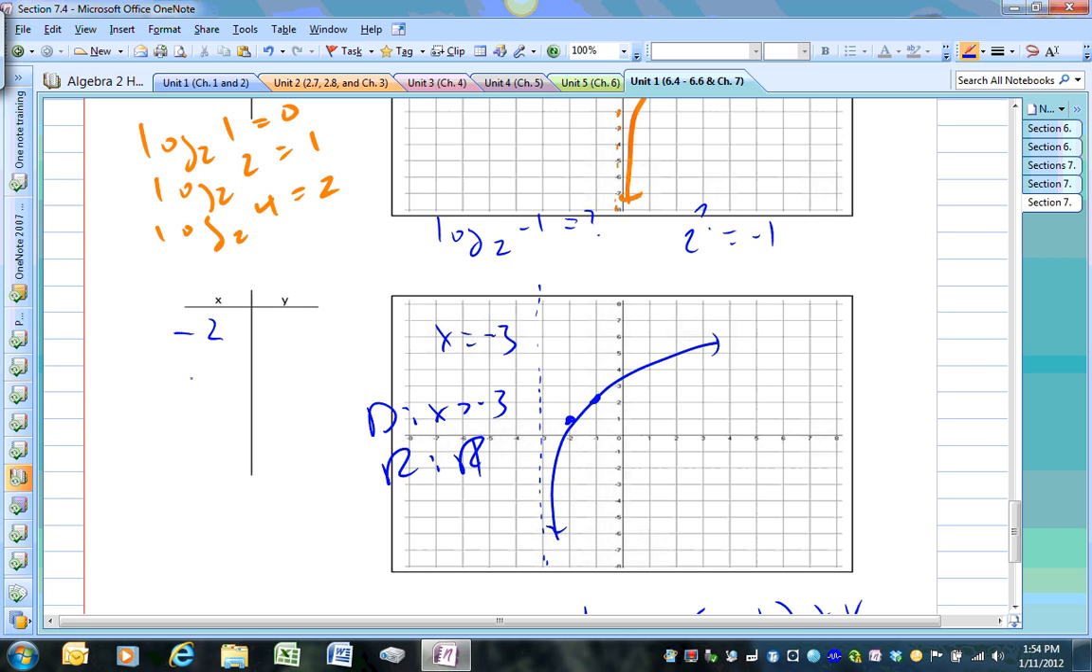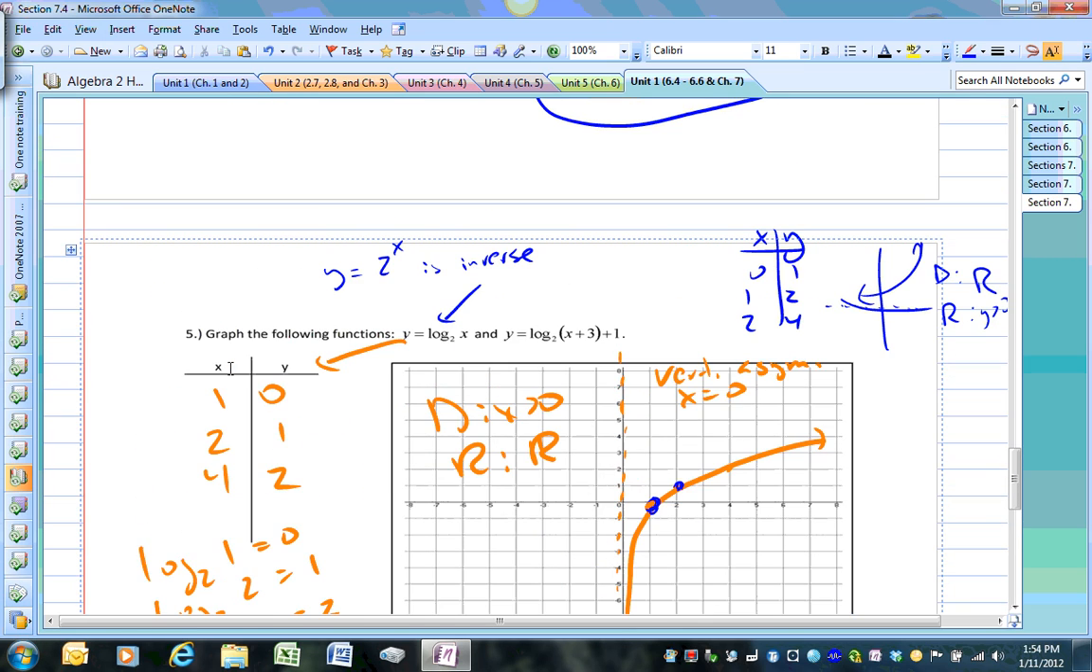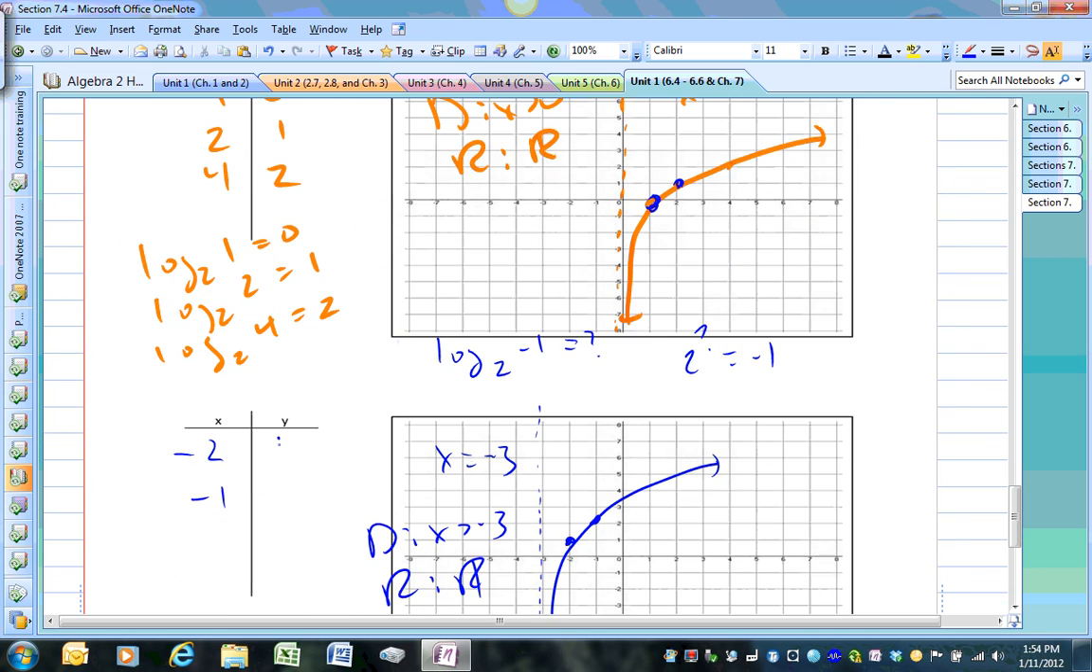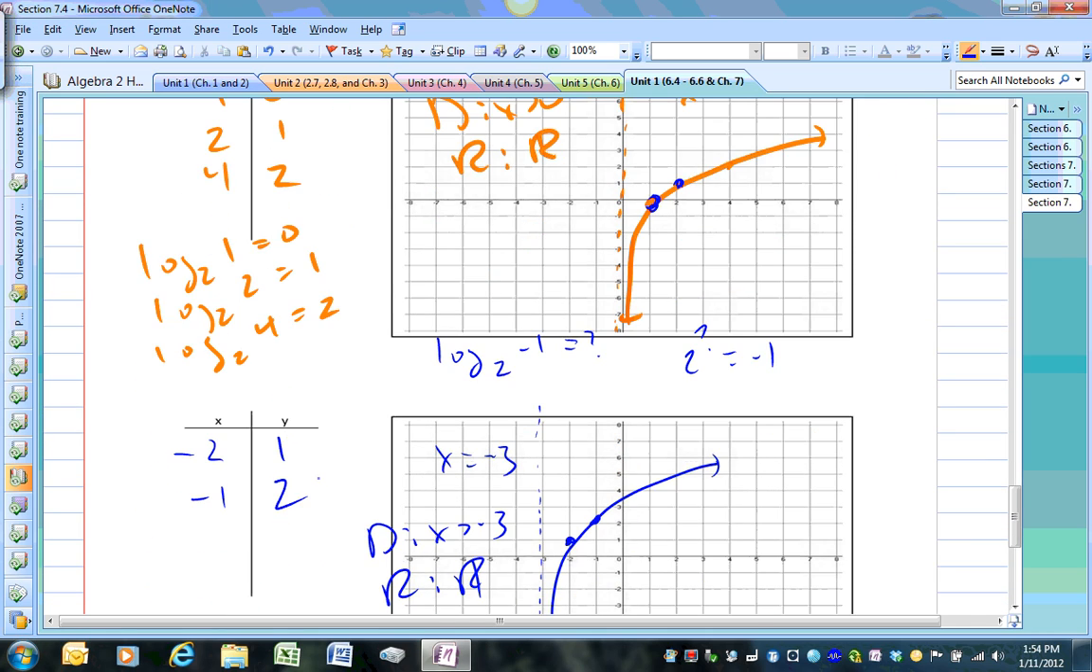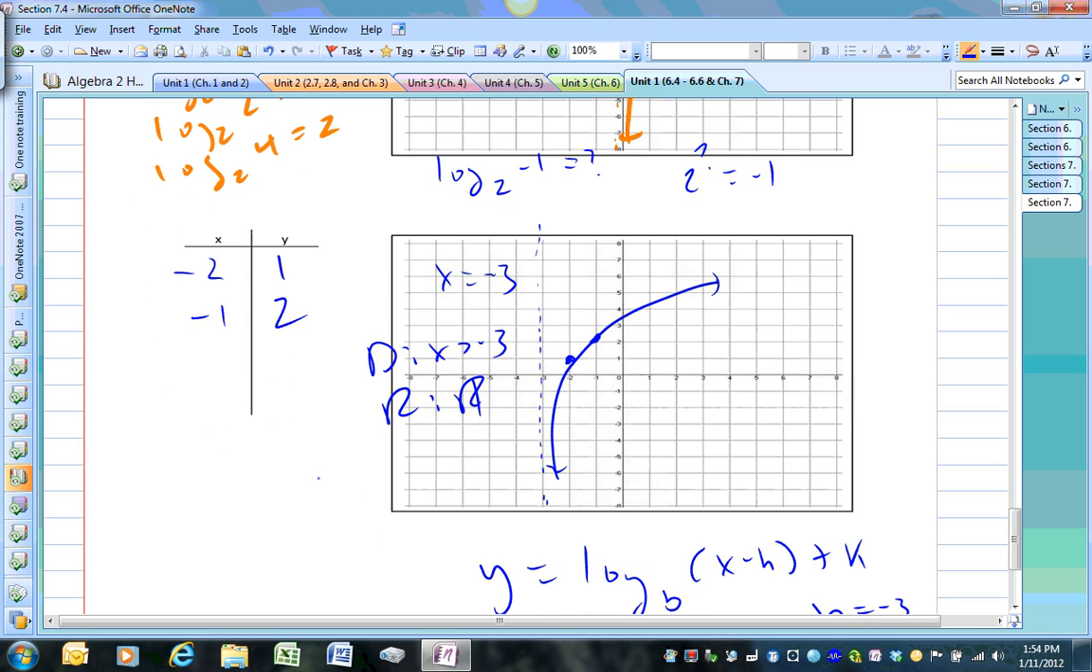And if we plug them in, if we plug in -2 and work it out, you should get 1. If you plug in -1 and work it out, you have -1 plus 2 is 2, log base 2 of 2 is 1, 1 plus 1 is 2. So we know it makes sense.